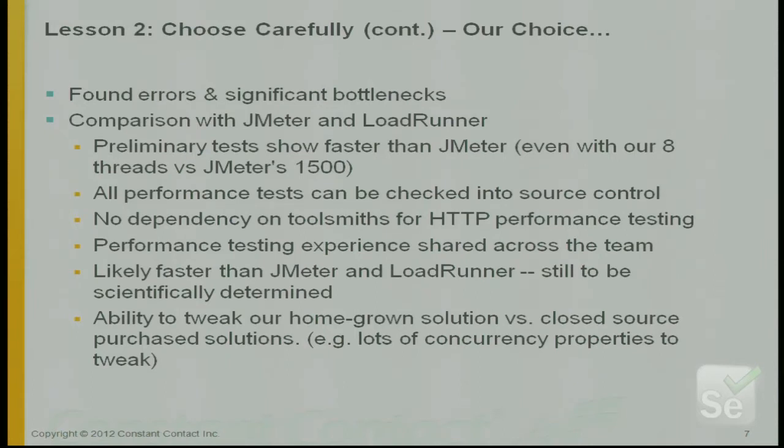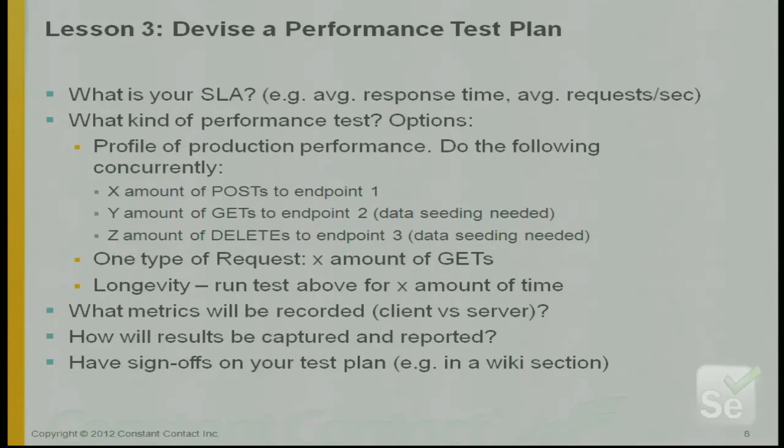JMeter and LoadRunner, but all of our tests are in source control. We don't have any dependency on an expert in any commercial tool. So there's no toolsmiths that are keeping all the performance knowledge to themselves, which is really important. And we can tweak it because we own the source. So we have lots of concurrency properties to tweak, for example, in the Akka properties file. So those are the first 2 lessons. Let's move on to lesson 3.